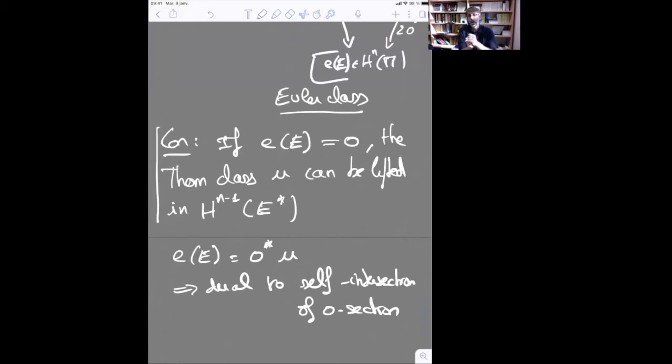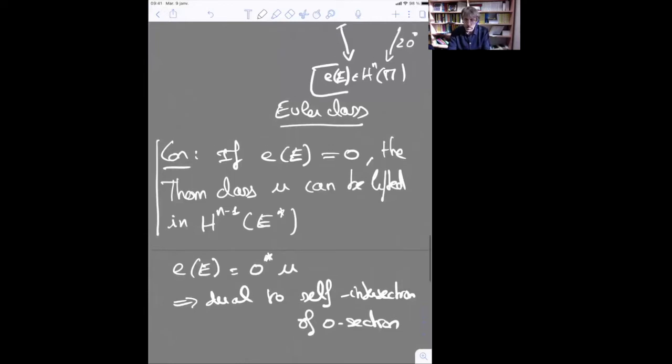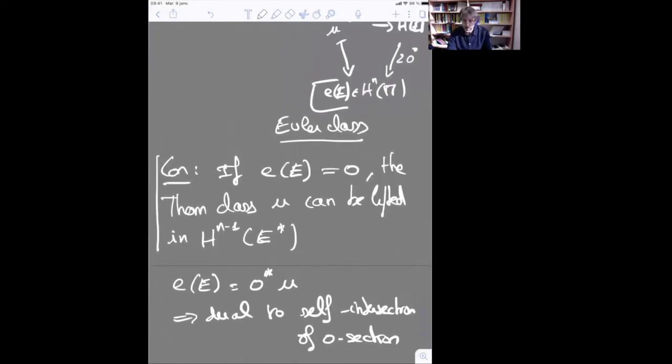You pull back the zero section, and you modify it a bit to make it transverse to itself, and you see you have a class of degree n, which is the codimension, and this is the Euler class. And now, if it vanishes, it means that you can consider a secondary invariant. And the secondary invariant means somehow how you link with the zero section. What is the linking number with the zero section?